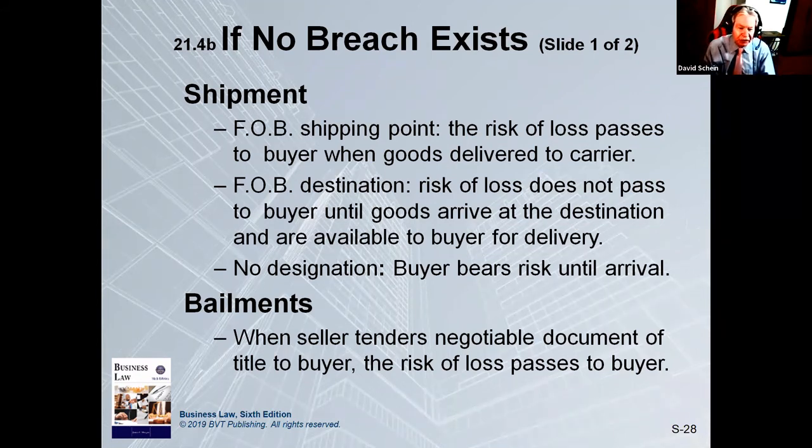In the free on board destination, risk of loss does not pass to the buyer until the goods arrive at the destination and are available for the buyer for delivery. So this is a very important distinction between free on board shipping and free on board destination. Now remember, in a contract, you can negotiate this term. You can say, well, we're going to send our common carrier to pick it up at your dock, but we want you to keep it insured till it gets to our remote dock. So we'll see how that goes. And then under bailments, the title to the buyer, the risk of loss passes to the buyer.